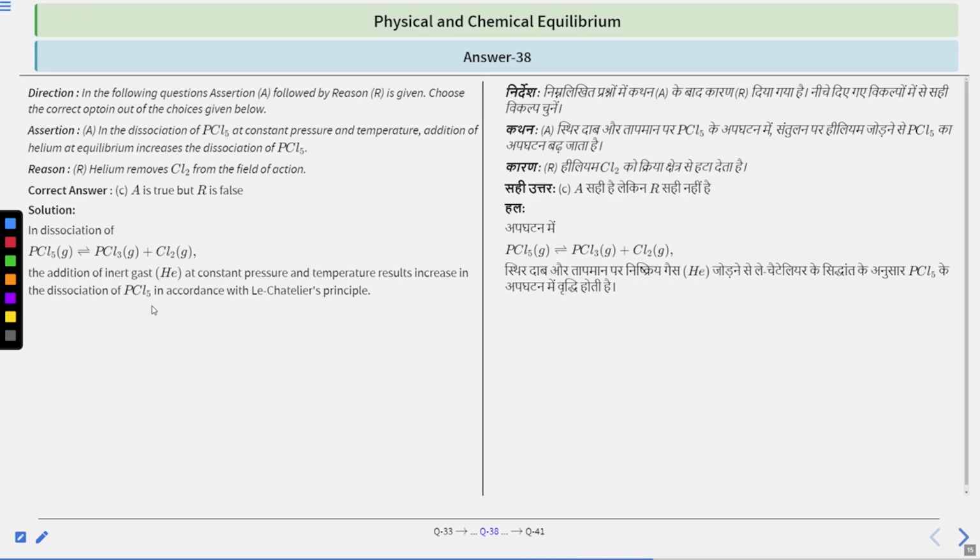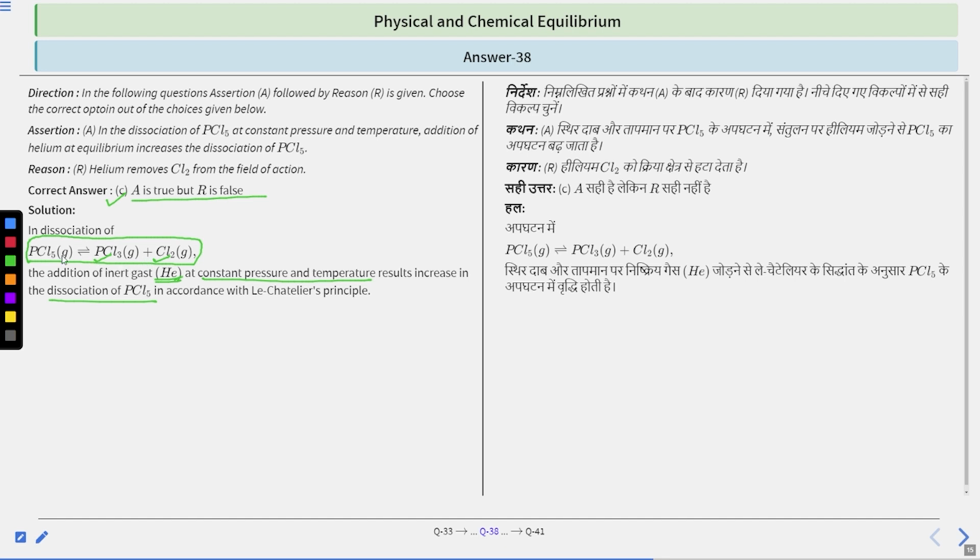Okay, so as you can see, our correct answer is option C, that is A is true, but R is false. So A is true. In the dissociation of PCl5 at constant pressure and temperature, addition of helium at equilibrium increases the dissociation of PCl5. This is the dissociation reaction for PCl5, giving us PCl3 and Cl2 gas. So the addition of inert gas helium at constant pressure and temperature results in increased dissociation of PCl5.